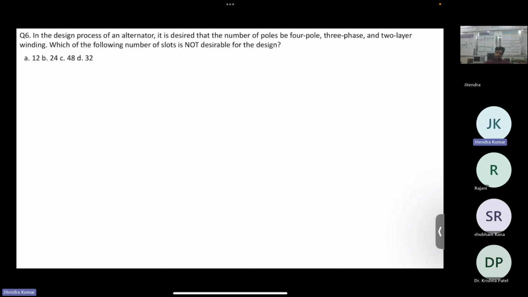32. Could you please explain the reason behind it? Sir, in three phase, it must be a multiple of three. 3 fours are 12, 3 sixteens are 48, but 32 is not a multiple of 3, so how will it be possible? So slots per pole is 8, and with three phases, SPP, slots per pole per phase, is 8 by 3. The reason is that it could be an integer or a fraction, but 8 by 3 is not a rational number, right?